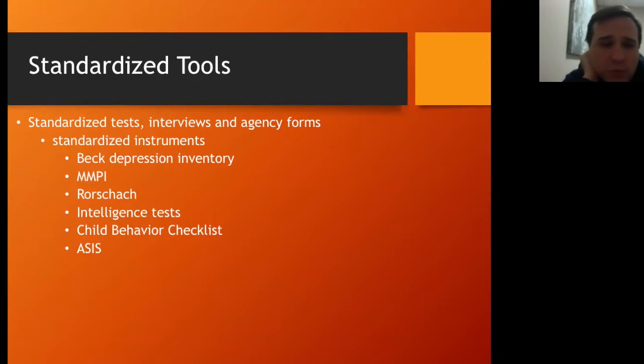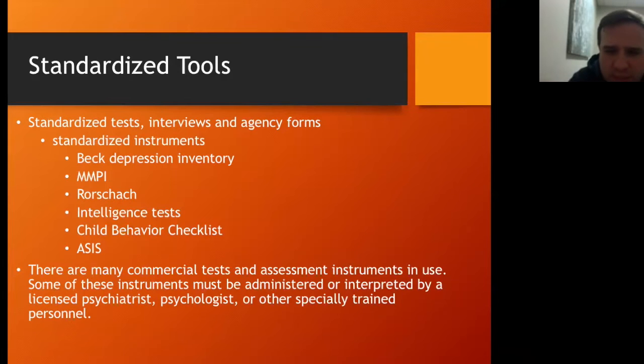The Beck Depression Inventory is very popular. The MMPI, the Rorschach, the intelligence tests, the Child Behavioral Checklist, ACEs, it's a tough one to say in company. We also now are seeing a lot more use of adverse childhood experience scores, adult attachment inventories. So there's no limit to the amount of standardized tools that are out there for us. Picking one needs to be based in some sense of validity, right?